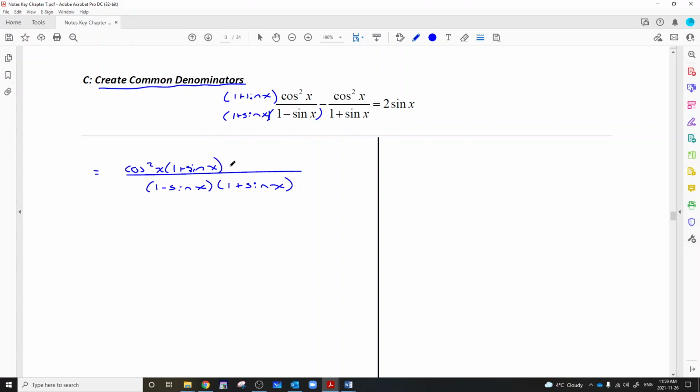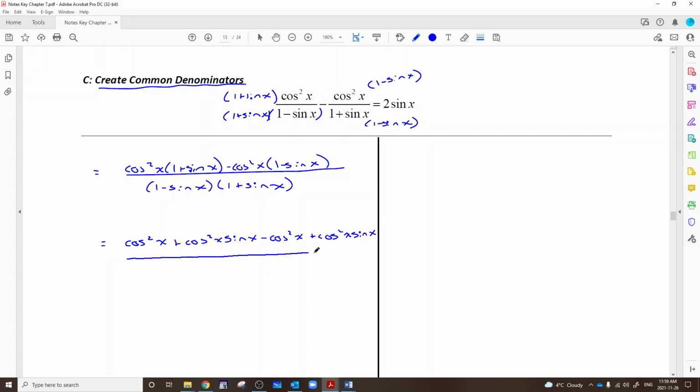Then the second fraction is a minus cos squared x, and it's going to get multiplied by 1 minus sine x over 1 minus sine x. Okay, so then I end up with 1 minus sine x. All right, so now I'm going to distribute through. I'm going to end up with cos squared x times 1 is cos squared x plus cos squared x sine x. Then negative cos squared x times 1 is negative cos squared x. And then negative cos squared x times negative sine x is positive cos squared x sine x.